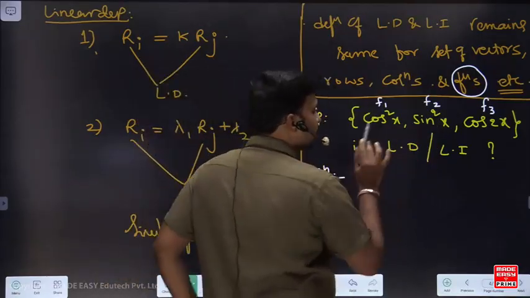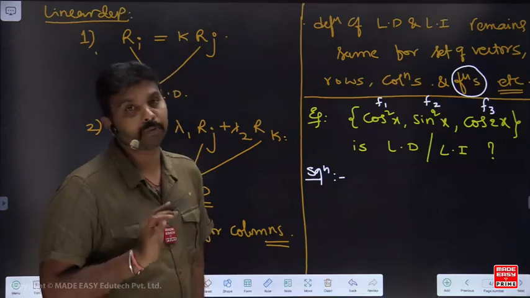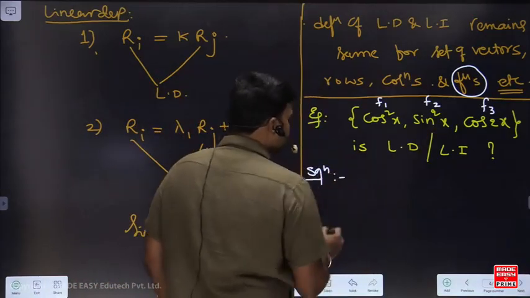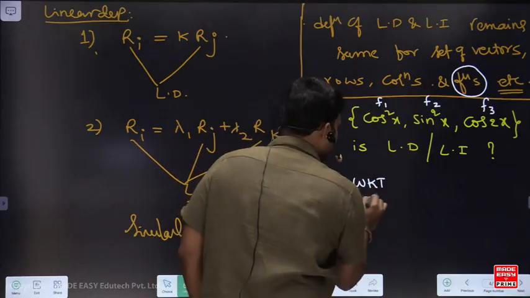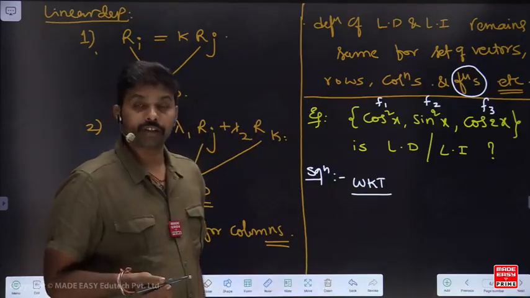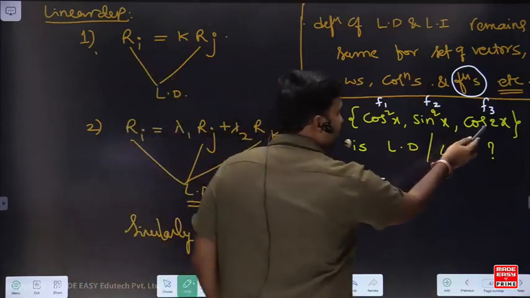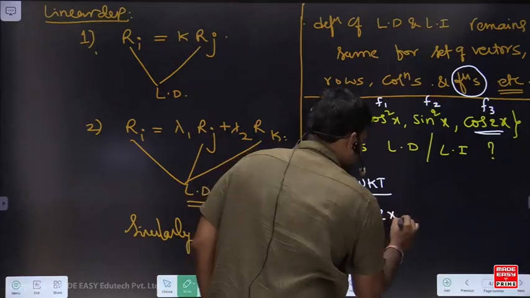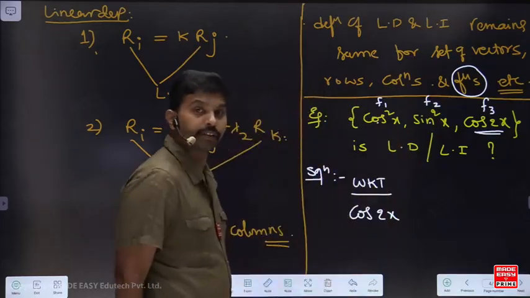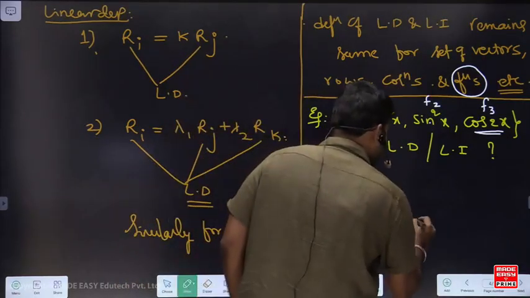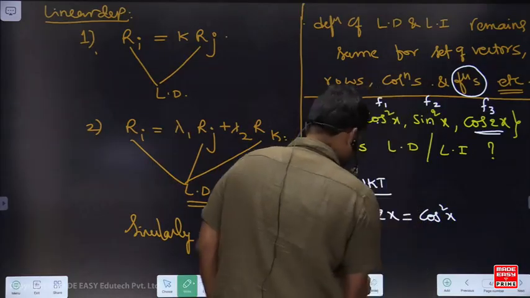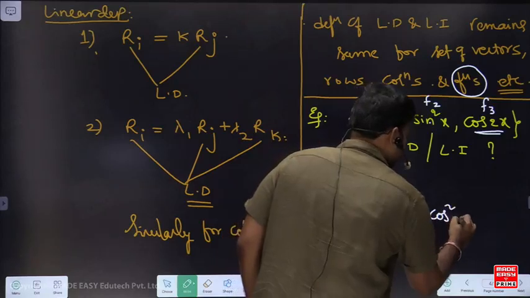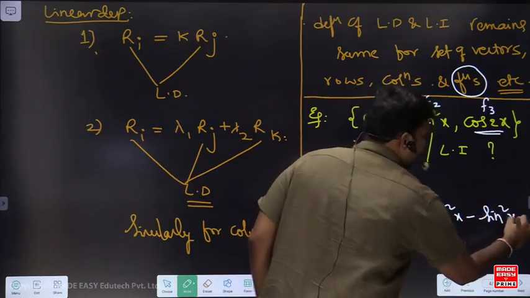Can you write one function as a linear combination of other functions? That's my question here. Dear students, as these are trigonometric functions, we know that we have some trigonometric identities for cos 2x. So what is the cos 2x trigonometric identity in terms of cos square x and sin square x? Yes, cos 2x can be written as cos square x minus sin square x here.